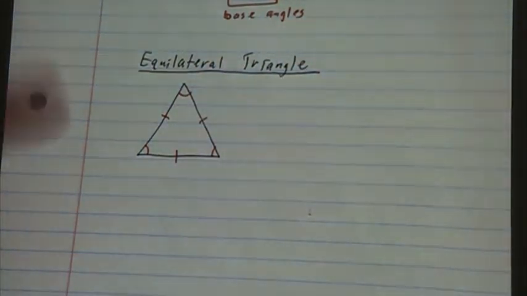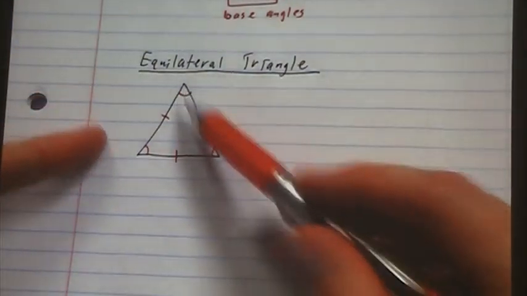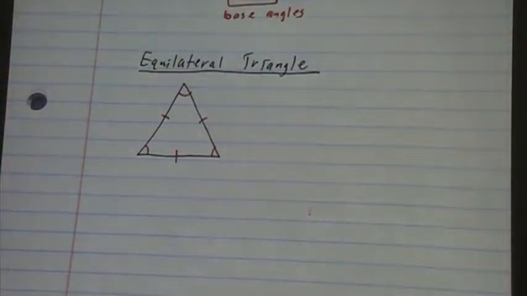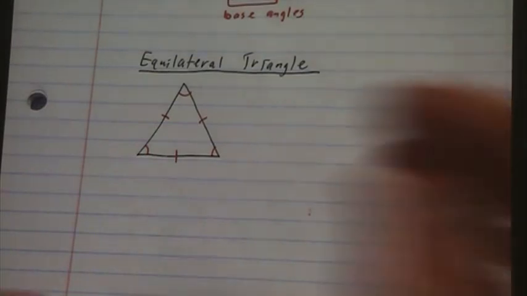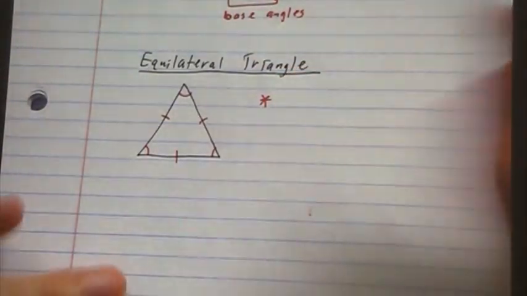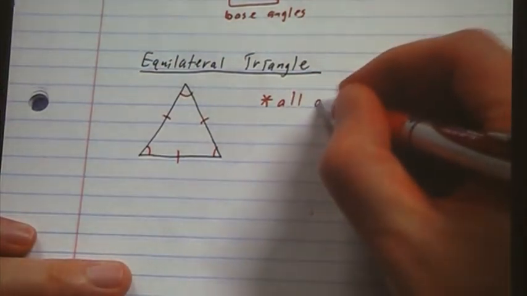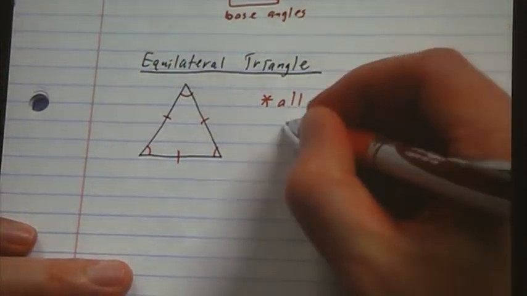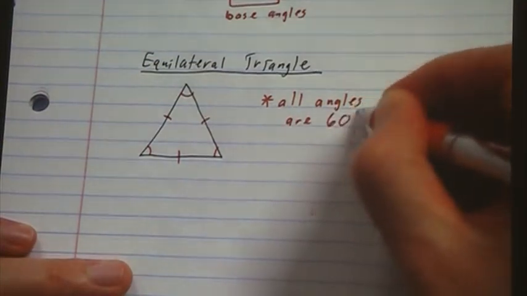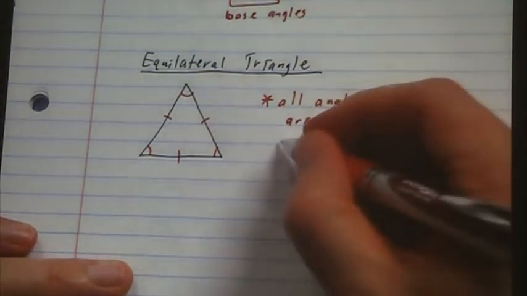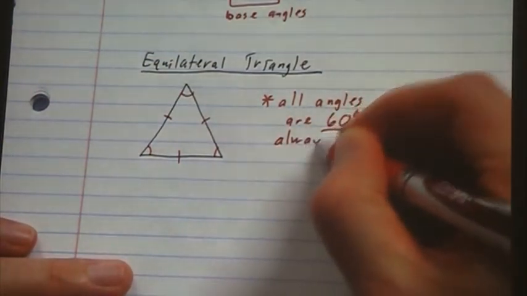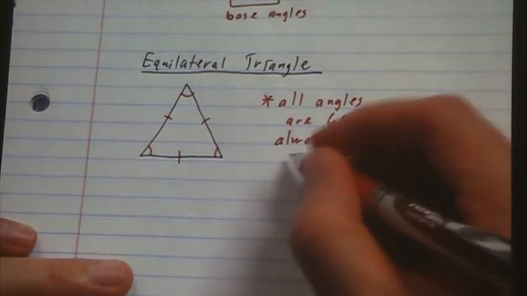Now, you got 180 degrees in a triangle. If you got three equal angles, you go 180 divided by 3, and you're going to get 60. And this is true for equilateral triangles, every single one. All angles are 60 degrees. Always. For equilateral triangles.